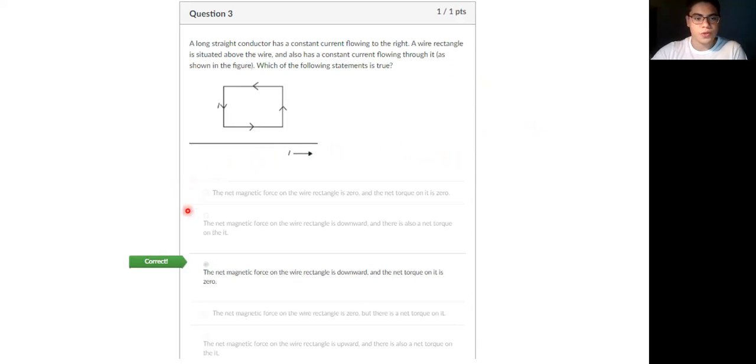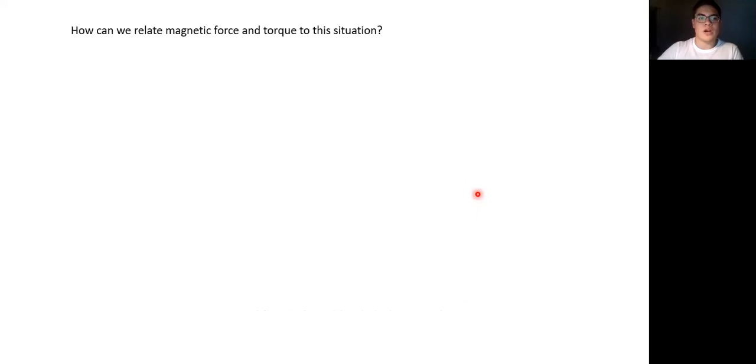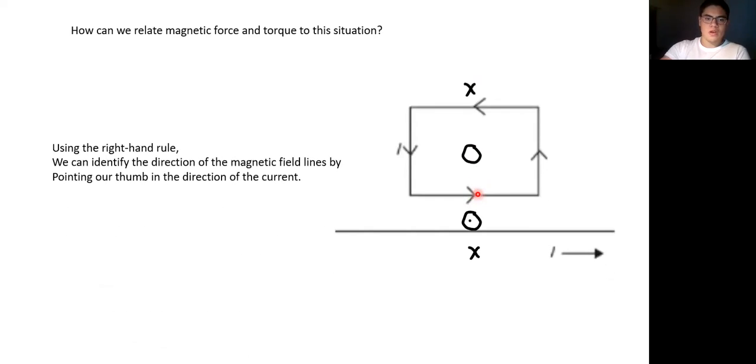If we look at our answer choices, you'll see that they started mentioning the magnetic force on the rectangle and the torque on the rectangle. So to answer this question, we're going to have to relate magnetic force and torque to the situation. And how do we do that?